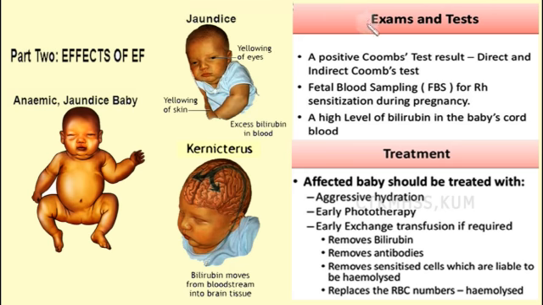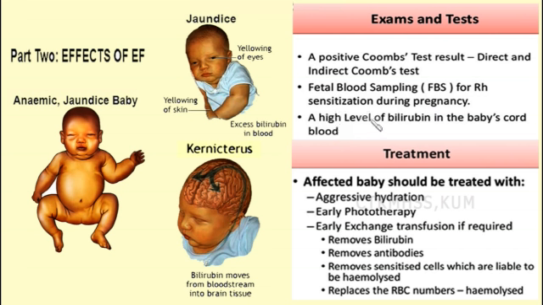What can be done is some exams and tests are there to determine this condition. A positive Coombs test result. There are direct and indirect Coombs tests. These tests are to identify the antibodies present in the baby. Fetal blood sampling for RH sensitization during pregnancy. So, fetal blood sampling, that is testing the blood sample of the fetus.